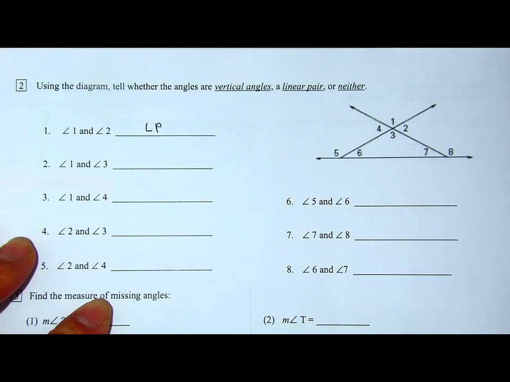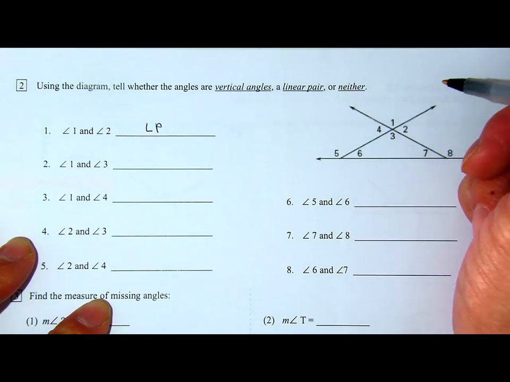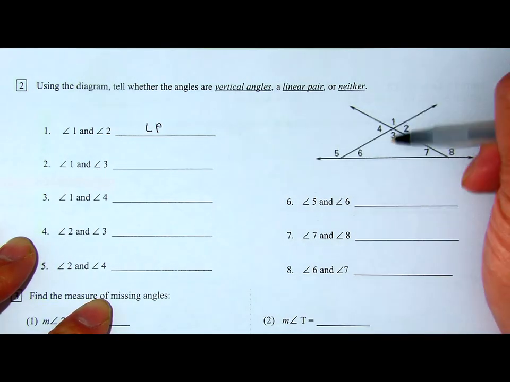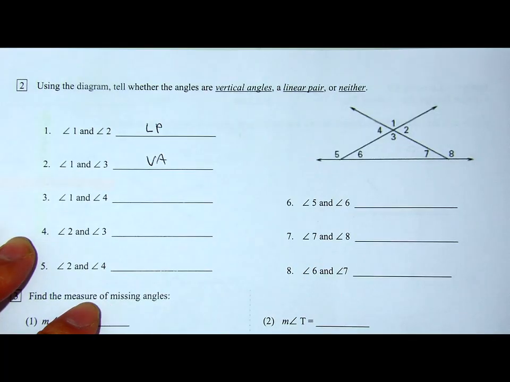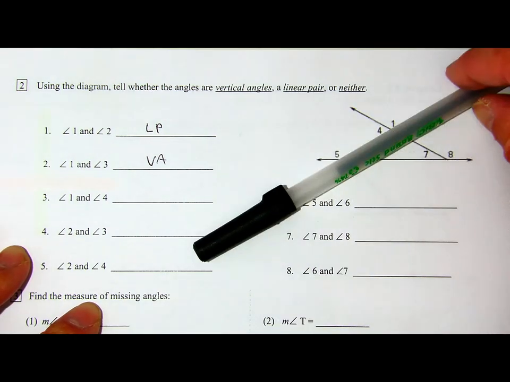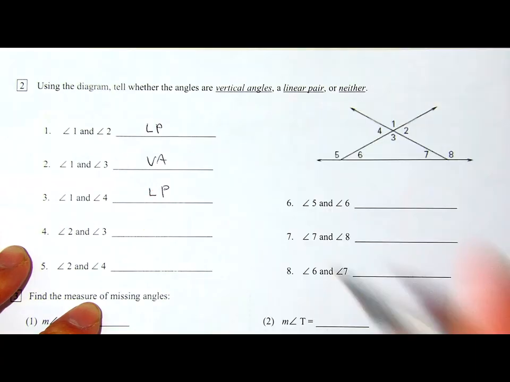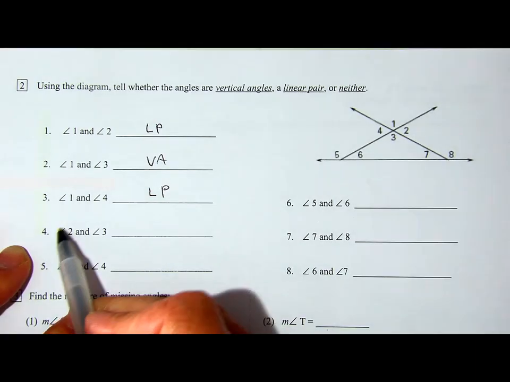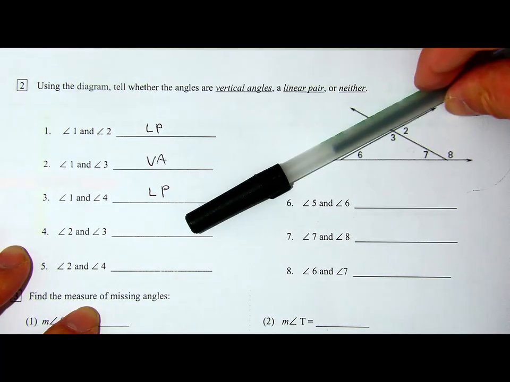Green chairs, what's 1 and 3? They're across from each other on an intersection, that is a vertical angle. Red chairs, what's 1 and 4? Yeah, that's a linear pair. Orange chairs, 2 and 3. Forms a line, linear pair.